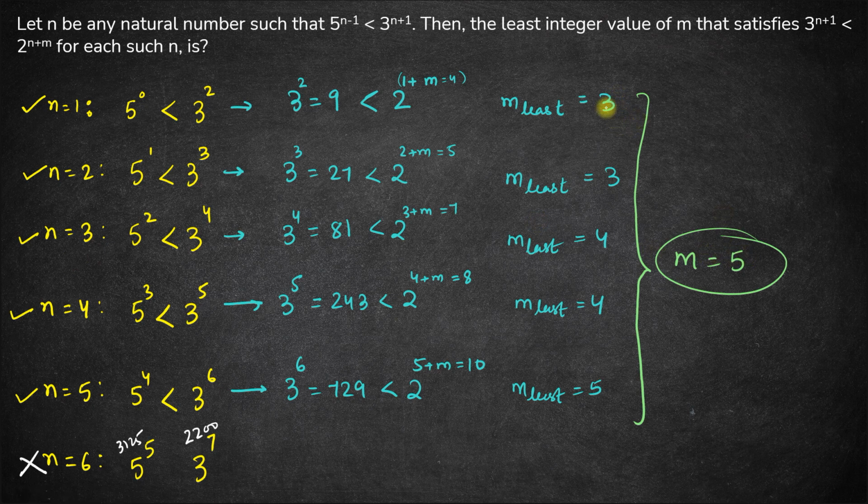In this case, m can be 3, 4, 5, and so on. Here also 3, 4, 5, and so on. Here 4, 5, 6, 7. Here also 4, 5, 6, 7. Here 5, 6, 7, 8. So considering all these cases, the least value of m satisfying all these cases will be 5. So the answer to this question is 5.